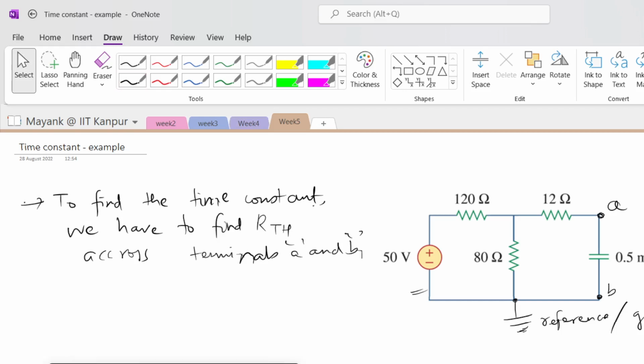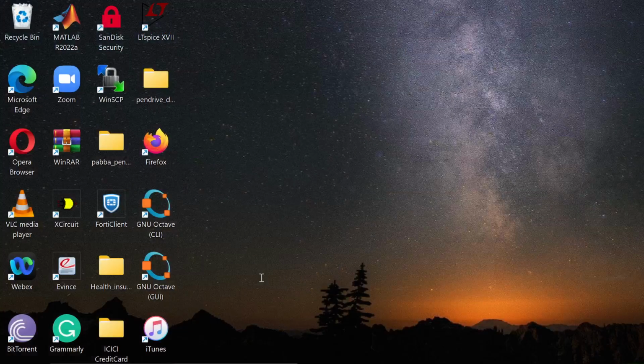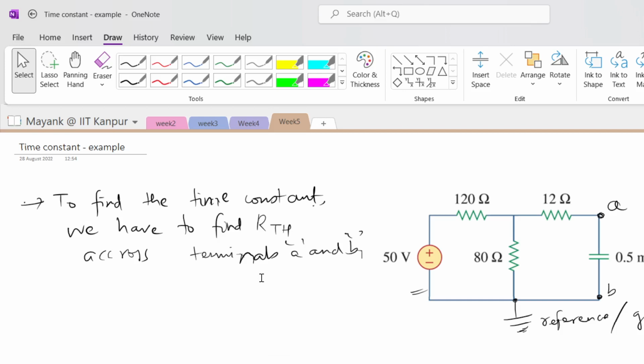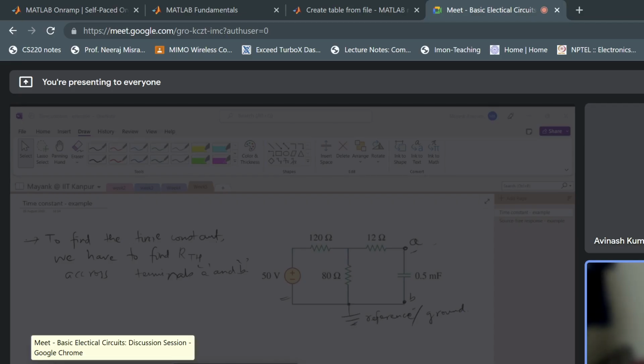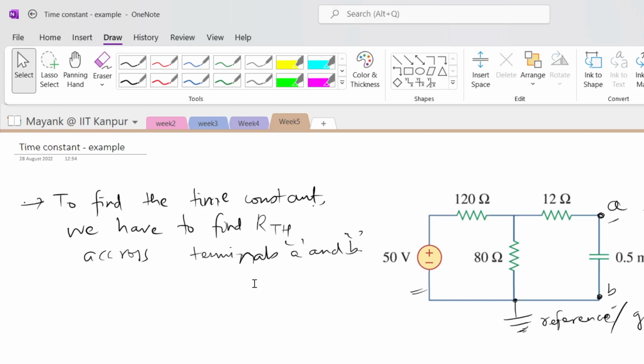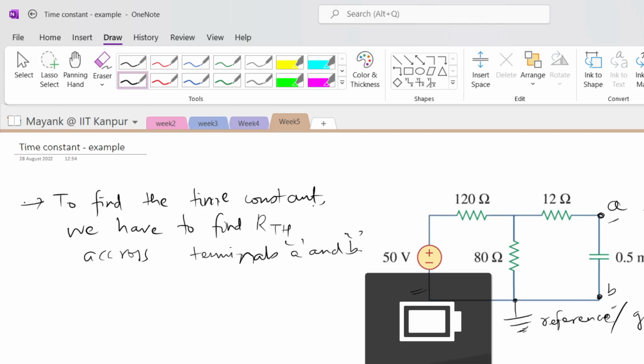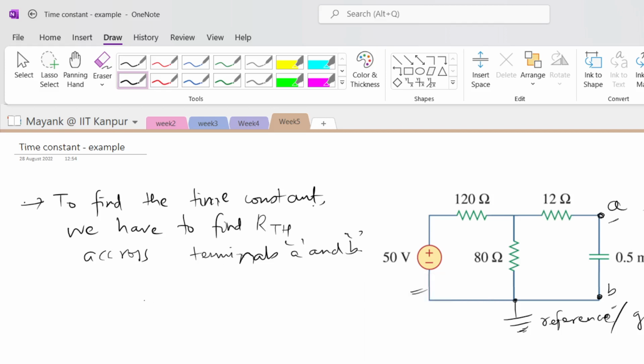Avinash, can you unmute yourself and tell me how to do this? How should we proceed in this case? How do we find the Thevenin resistance across this terminal A and B? Okay, fine. So I will be doing it. Try to follow it. If you have any doubt, you can interrupt me in between and ask me.